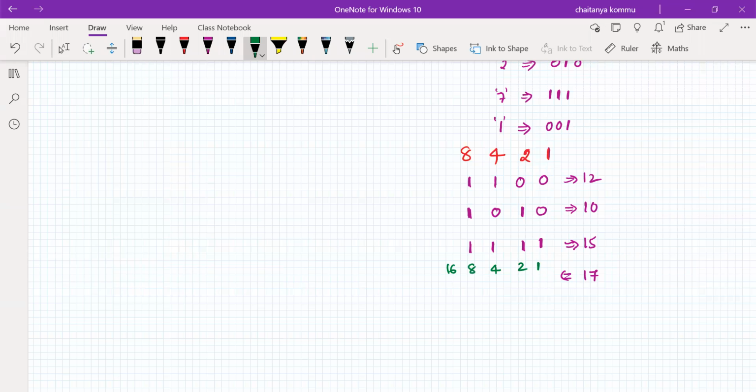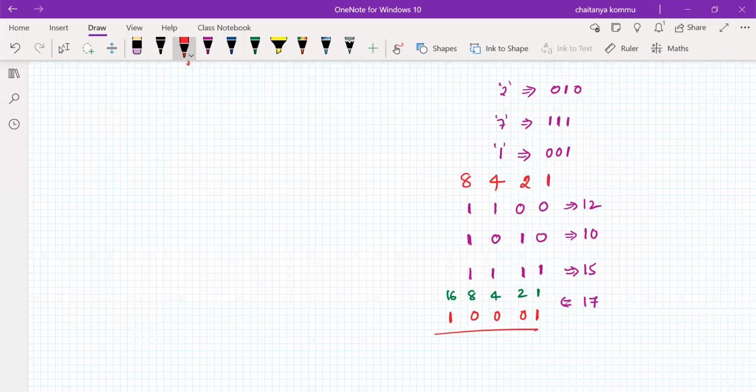In the previous class, I told you that. So we have to remember the weights of the positions for the binary number system. For 17, the MSB is required, and this one is required. Remaining all are zeros. Right? That's it. We have to remember in this way. Agreed?